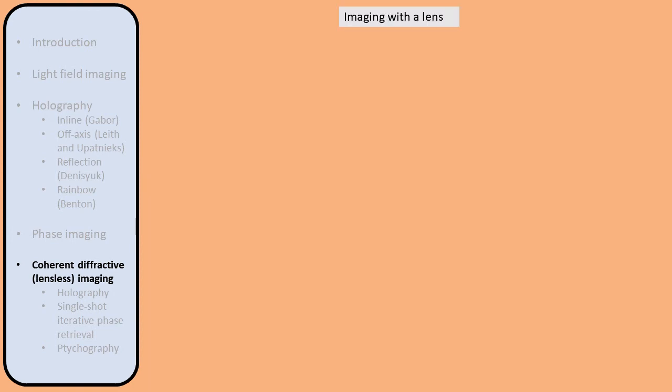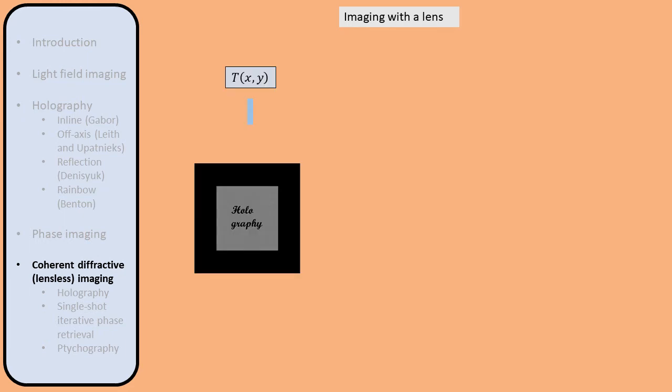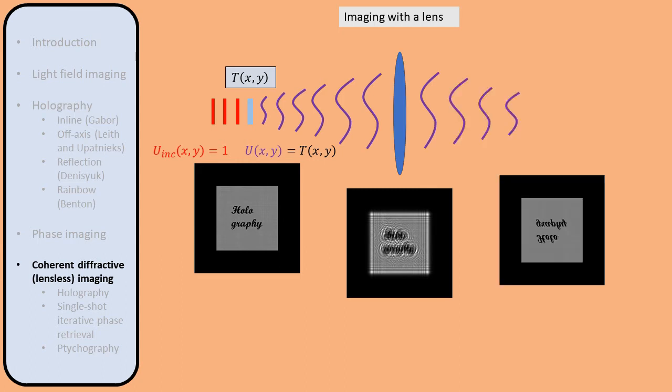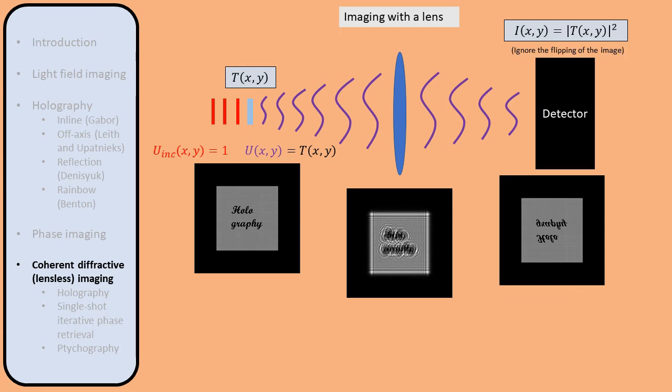Let's recall what happens in conventional imaging with a lens. We have a sample with a certain transmission function. If we illuminate it with a plane wave, the transmitted field will be the same as the transmission function. The transmitted field then propagates a certain distance, which causes the field to look more messy. By letting the field pass through a lens and propagate to the image plane, the features of the sample become clear again. Technically, the image is flipped and the resolution is limited by the diffraction limit, but for simplicity we can say that the measured image is the squared modulus of the sample's transmission function.